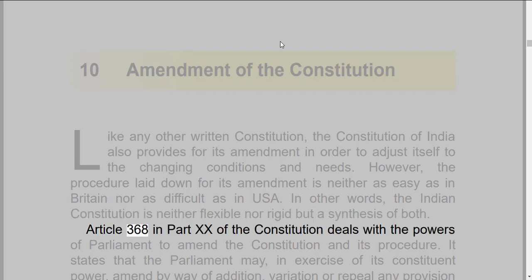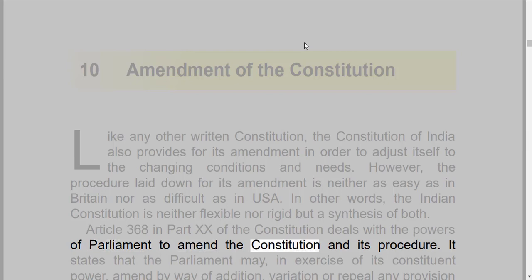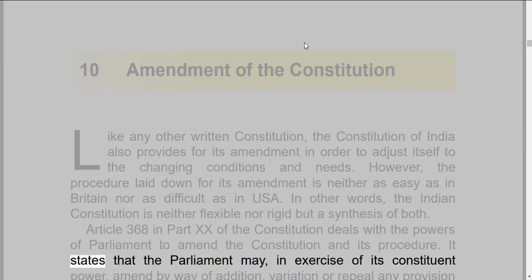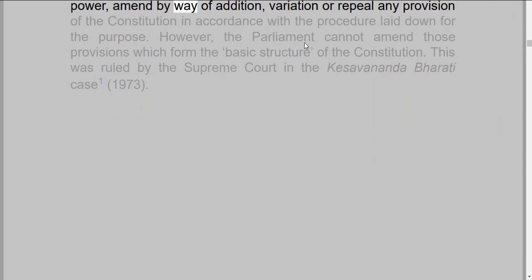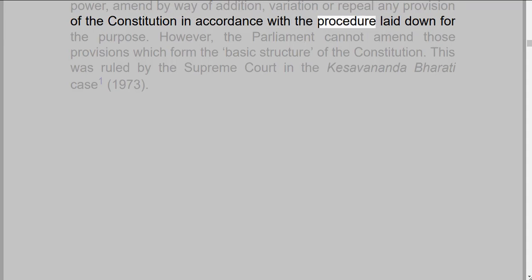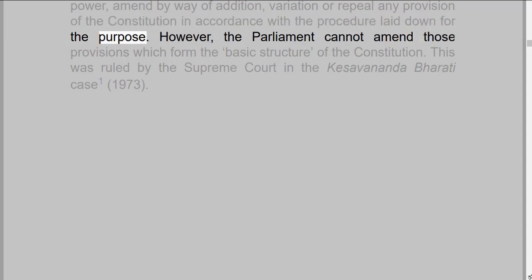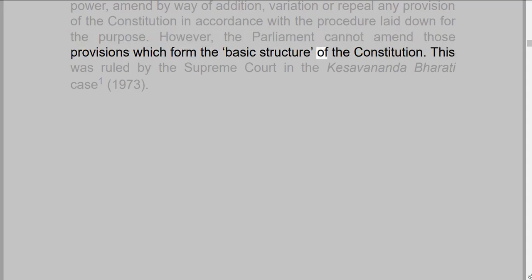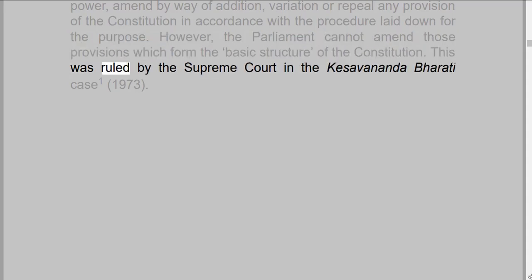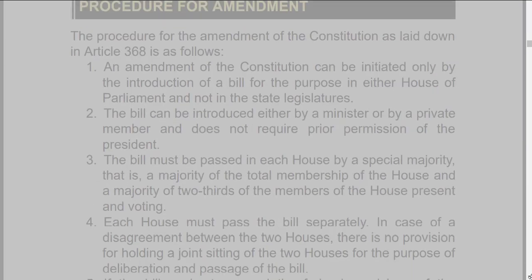Article 368 in Part XX of the Constitution deals with the powers of Parliament to amend the Constitution and its procedure. It states that the Parliament may, in exercise of its constituent power, amend by way of addition, variation or repeal any provision of the Constitution in accordance with the procedure laid down for the purpose. However, the Parliament cannot amend those provisions which form the basic structure of the Constitution. This was ruled by the Supreme Court in the Kesavananda Bharati Case, 1973.